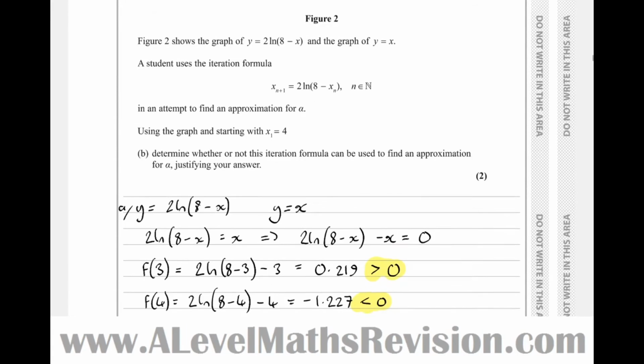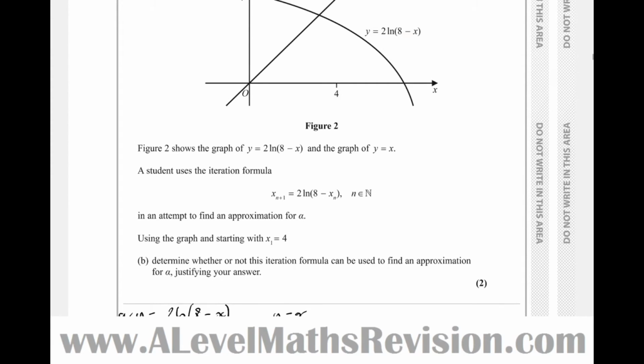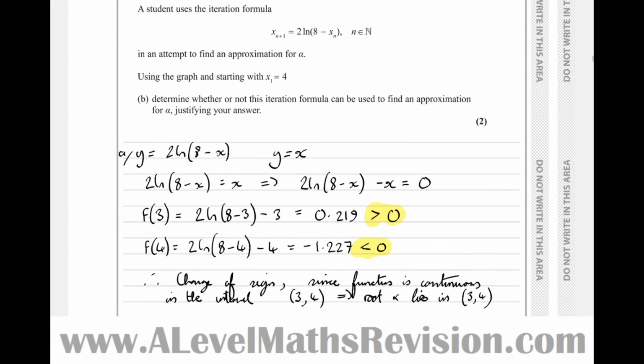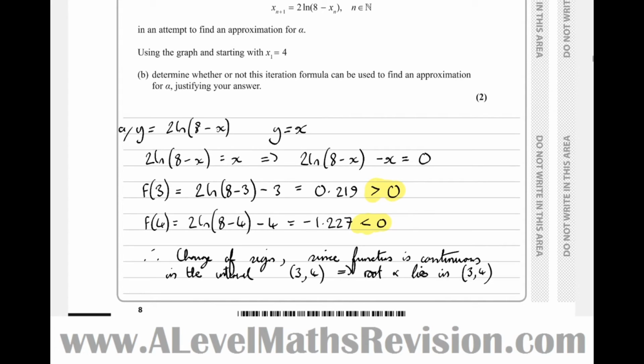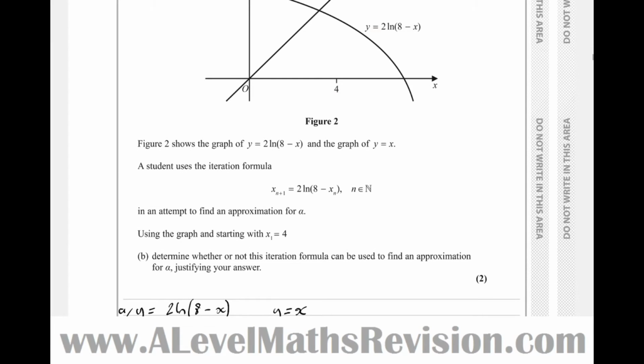So now let's have a look at part B. It says figure 2 shows the graph of y equals 2 log of 8 minus x and the graph of y equals x. The student uses this iterative formula in an attempt to find an approximation for alpha. Using the graph and starting with x1 equals 4, determine whether or not this iteration formula can be used to find an approximation for alpha, justifying your answer. So it hasn't asked us to do this, it's just asked us to use the graph. So let's mark on the graph what will happen in this iterative method.